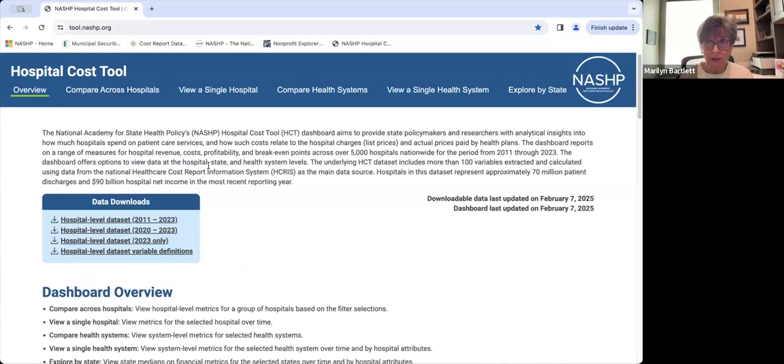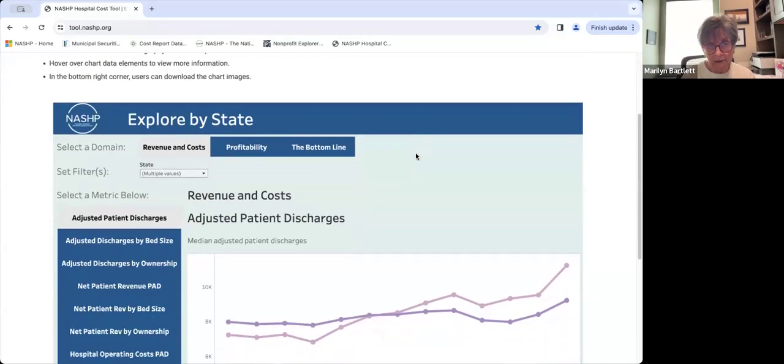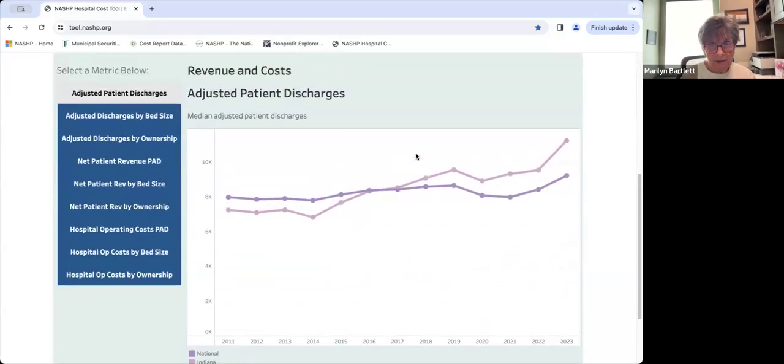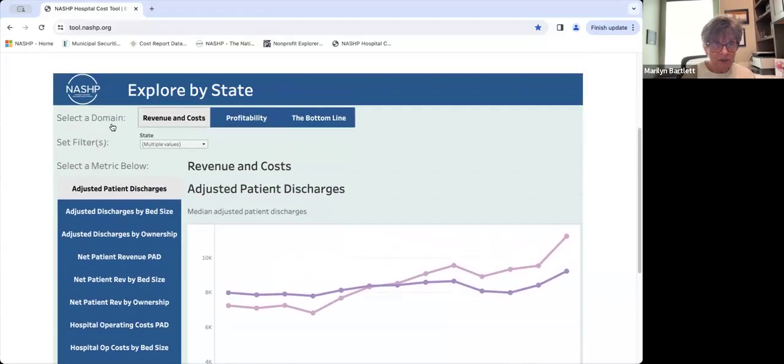So I want to start off by doing just a demo, and we're going to explore a state. Now, I have pre-populated this with Indiana. We're doing some work with Indiana separately, and I thought it might be helpful if we could look at Indiana as a whole. In this particular chart at the top, I want to show you that you first select the choice, which I did, the tab, Explore a State. You check a domain, and I'm checking revenue and costs. You set the filter. I have pre-populated this with national and Indiana.